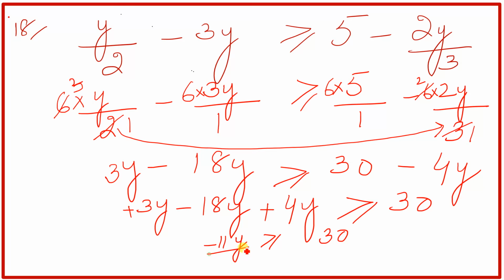This is negative 11. We have to divide both sides by the negative number. It is important. These two will cancel. Y, here you have to switch the sign, will be less than or equal to negative 30 over 11, and this is our answer. So I hope both questions are clear.